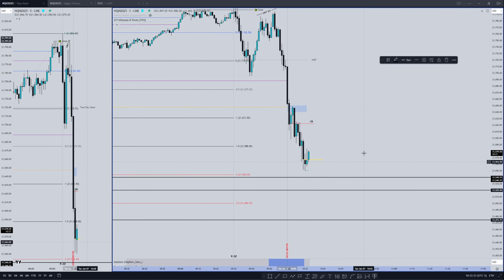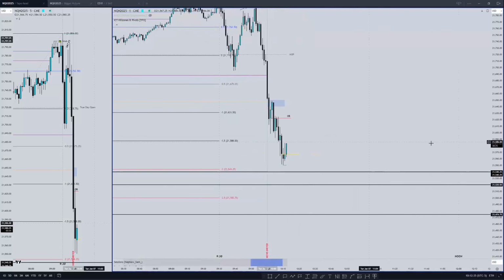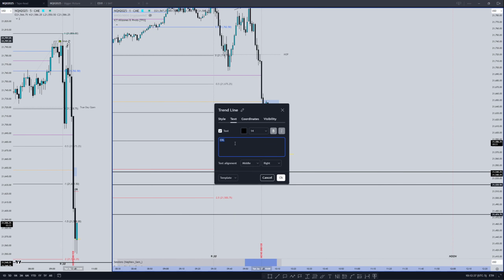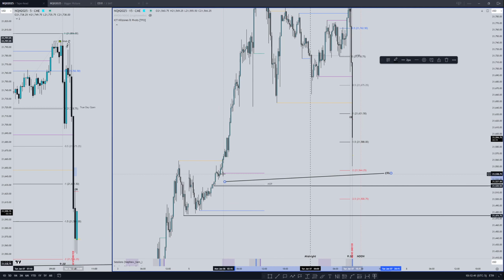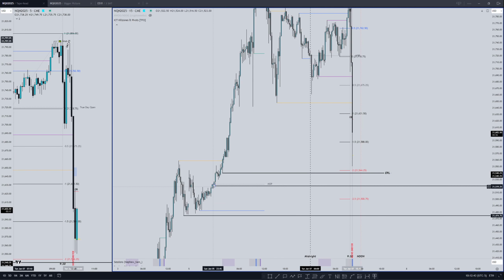Black lines. This would be the ERL. Let me mark these out. But the 15-minute chart, it's London low from previous day low at midnight, and then the PM session low from yesterday. All time-based liquidity pools.